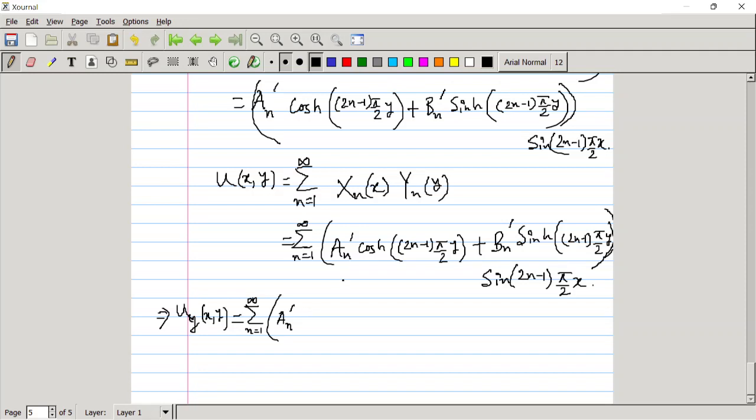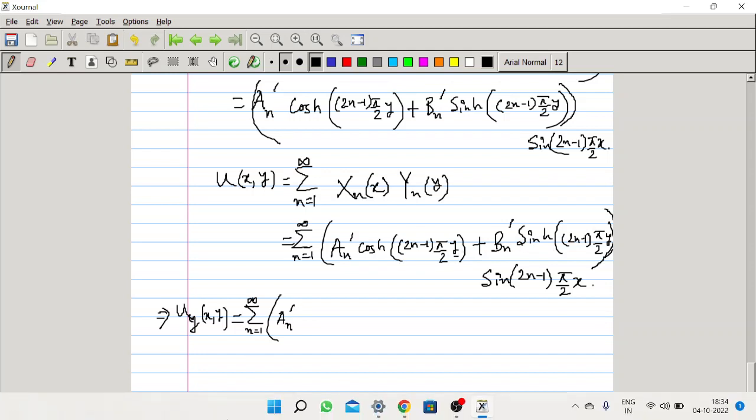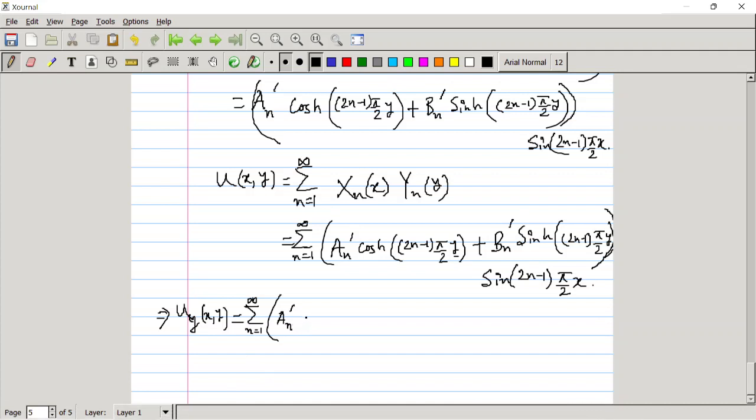Okay. The derivative of cos hyperbolic is sine hyperbolic, and the derivative of sine hyperbolic is cos hyperbolic. So you have to differentiate with respect to small y. Small y is there only here and here, as cos hyperbolic and then sine hyperbolic. So I will differentiate. So n dash into cos hyperbolic, whose derivative is sine hyperbolic.